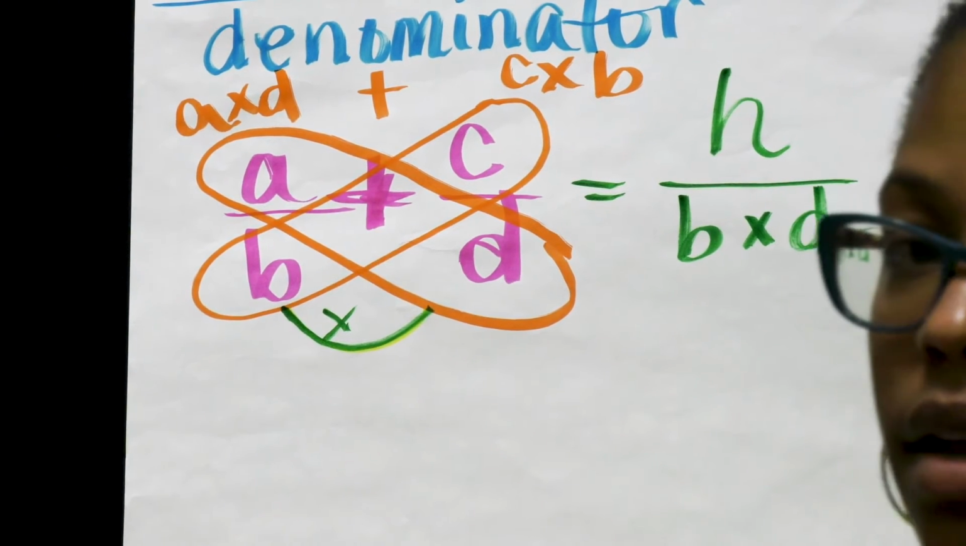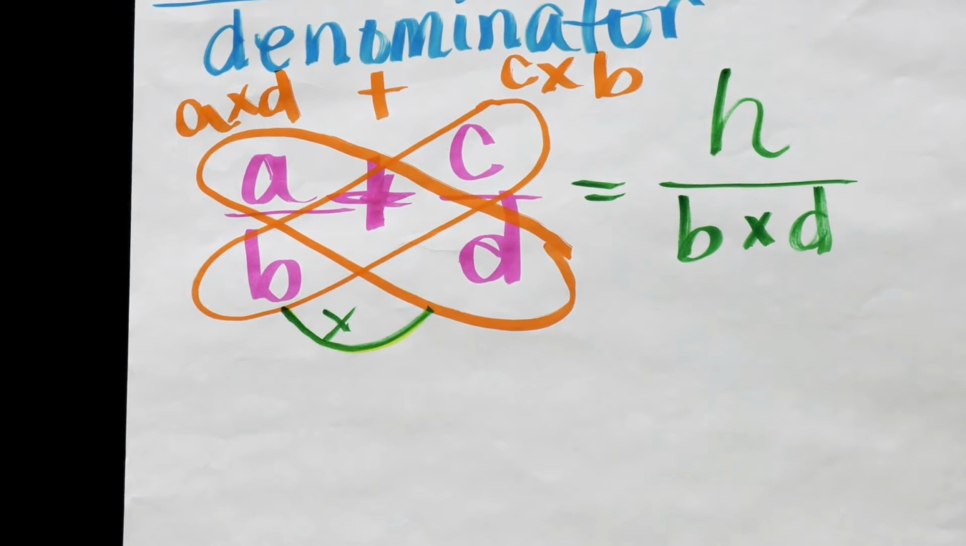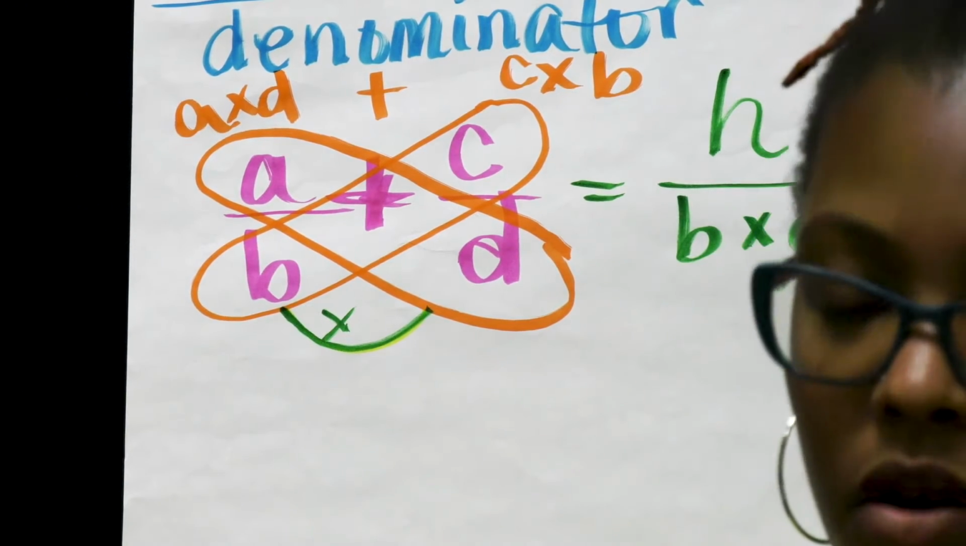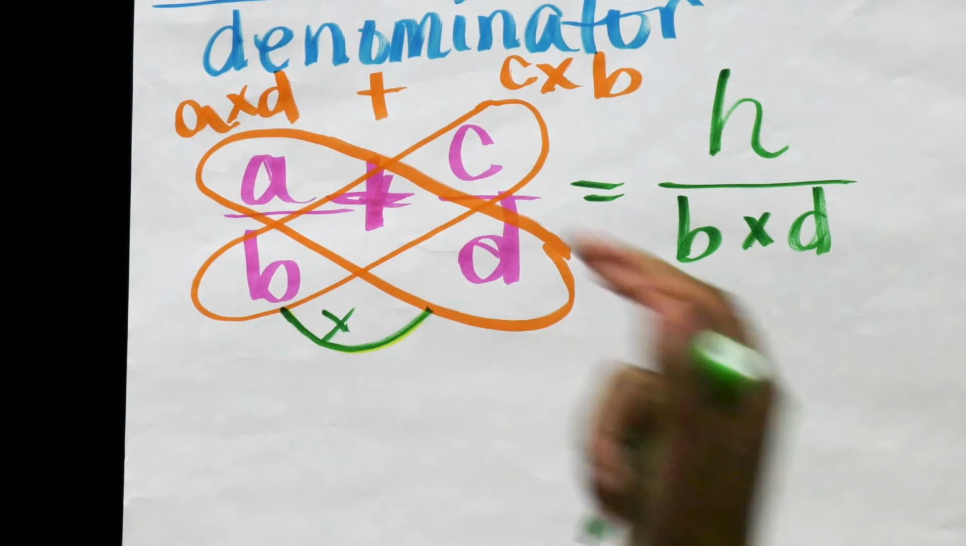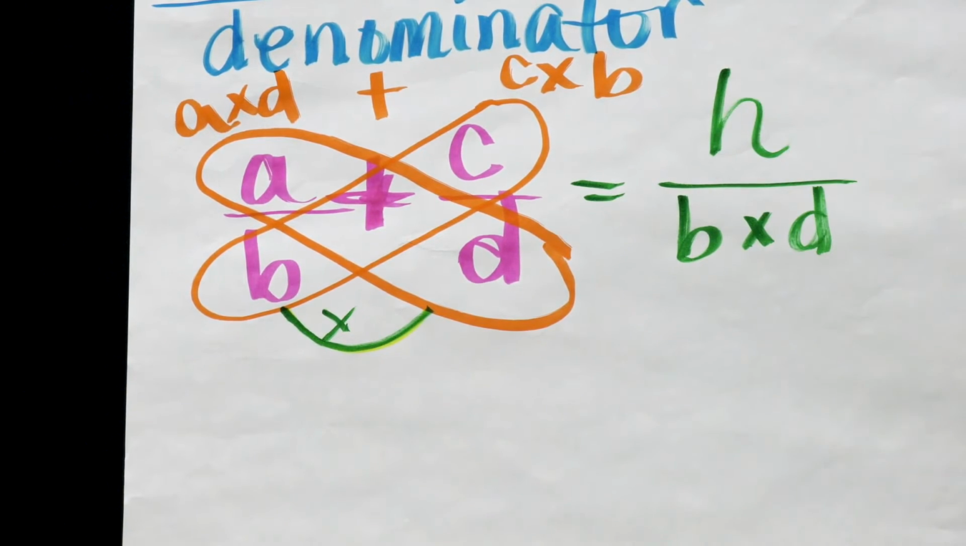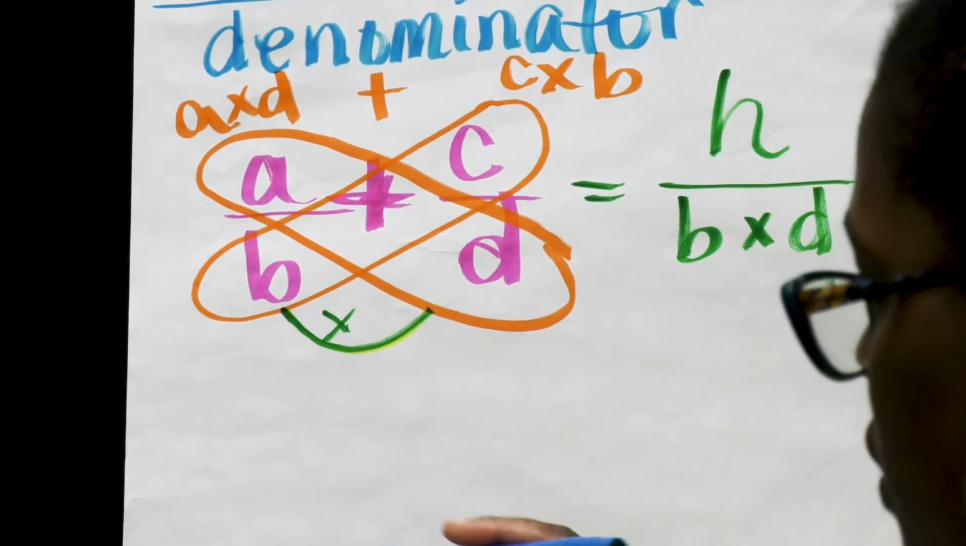So we're not going to use the butterfly method today. I just wanted to refresh your memory of how we did that. And if this was a subtraction problem, you would subtract. Instead, we're going to do it the old-fashioned way, is how I call it.